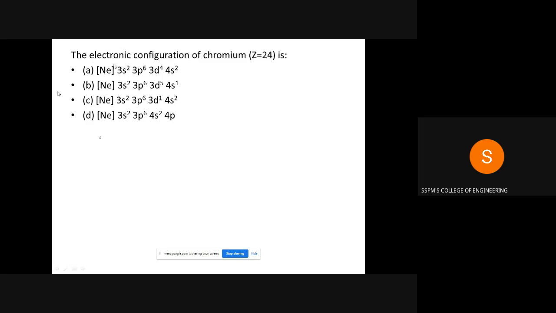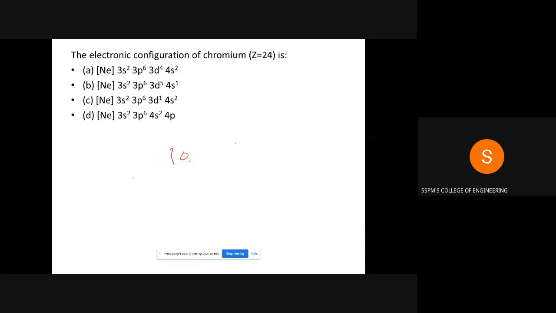So the electronic configuration of chromium, Z is equal to 24. How can you write the electronic configuration for this? 24 is the atomic number. How can you write it using neon? Neon has atomic number 10. Then 24 minus 10 means 14 are remaining.